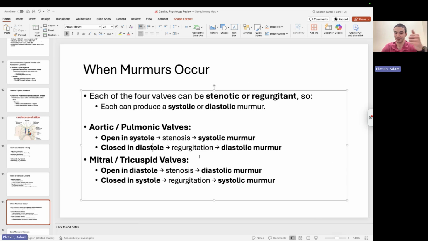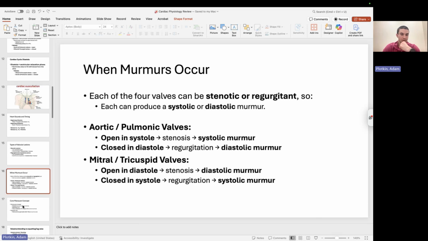And then it's the exact opposite in mitral and tricuspid. They should be open in diastole, so if they're stenotic, we'll get a diastolic murmur, and they should be closed in systole, so if they're regurgitant, we should get a systolic murmur. You can go and memorize all these murmurs, and there are a few more lesions we'll talk about. But if you just understand that physiological concept, I don't even need to memorize them. I know what I'm looking for. I can understand visually and conceptually what is going on in this patient's heart.